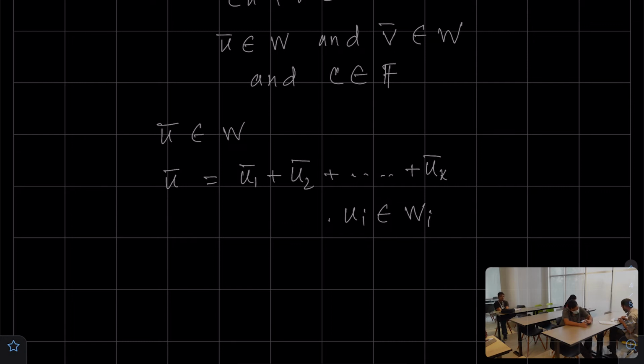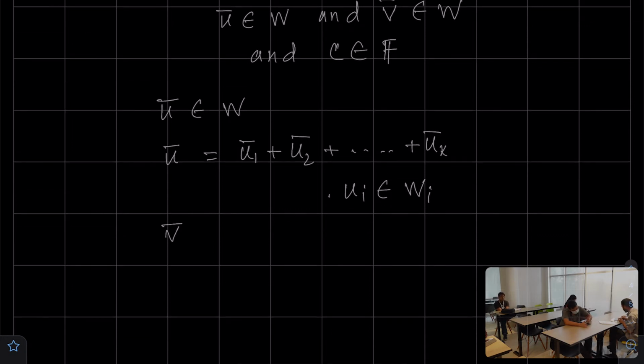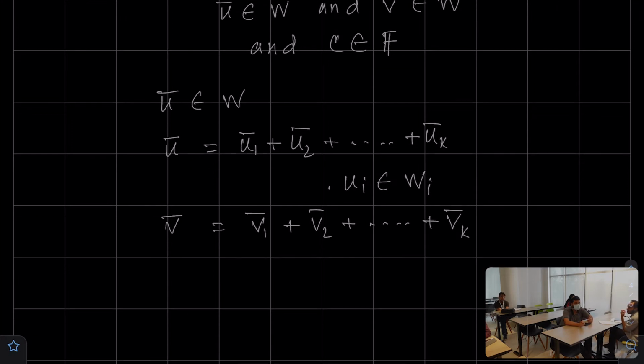Now for V, you can similarly write it as V1 plus V2 plus Vk. I have a question. Do the dimensions have to be the same for all the W subspaces? No. Even in a set, dimension is not defined. Still, we are not using the dimension.